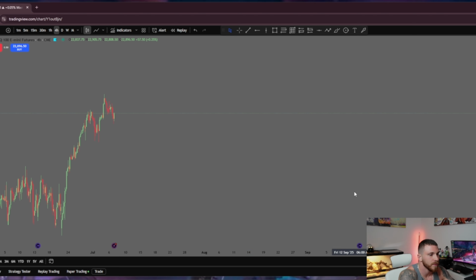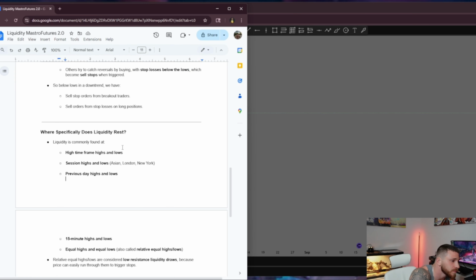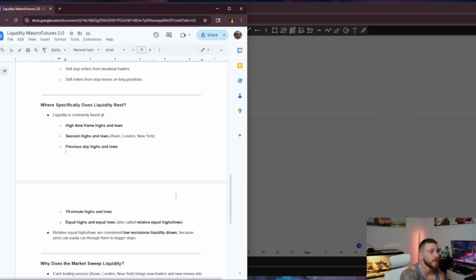That should be enough for you guys to understand. Okay, so let's bring this out here because you don't need to type this one. Where specifically does liquidity rest?